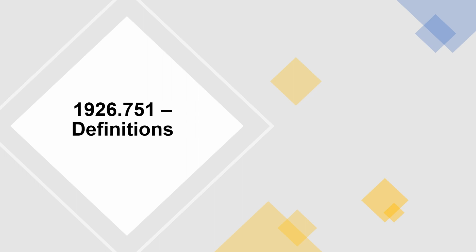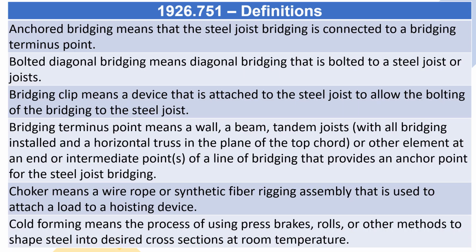1926.751, Definitions. Anchored bridging means that the steel joist bridging is connected to a bridging terminus point. Bolted diagonal bridging means diagonal bridging that is bolted to a steel joist or joists. Bridging clip means a device that is attached to the steel joist to allow the bolting of the bridging to the steel joist. Bridging terminus point means a wall, a beam, tandem joists, with all bridging installed and a horizontal truss in the plane of the top chord, or other element at an end or intermediate points of a line of bridging that provides an anchor point for the steel joist bridging.